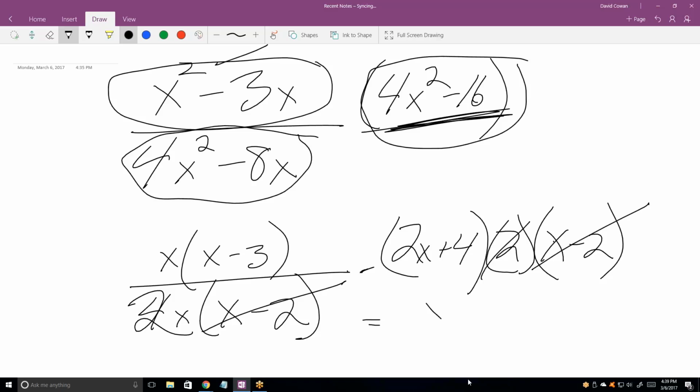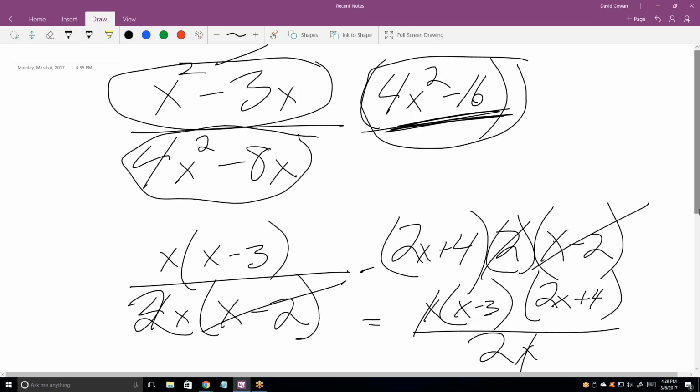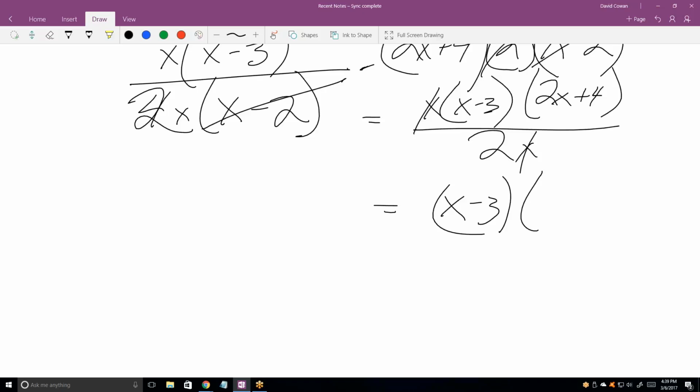That leaves me x times x minus 3 times 2x plus 4 in the numerator, and in the denominator the only thing I have left is 2x. Well, I can cancel that x with that x. And so my final answer is x minus 3 times 2x plus 4 all over 2.